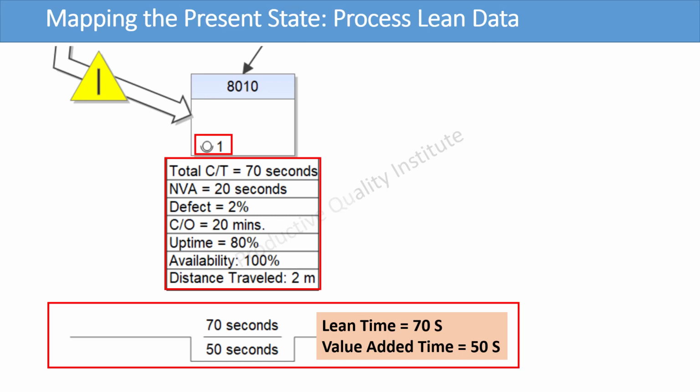A timeline displays value-added time, VA, which is the time a customer is willing to pay for, and lead time, LT, the amount of time it takes a piece to move through the process, using Lean data elements built into the diagram.